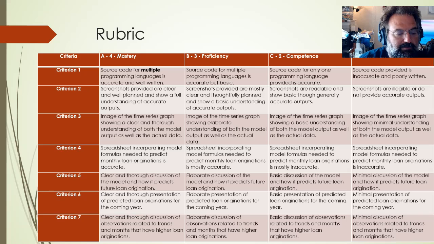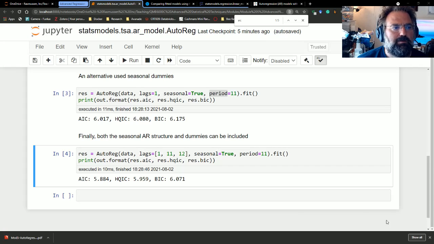Clear and thorough presentation of predicted loan originations for the coming year, and a clear and thorough discussion of observations related to trends and months that have higher loan origination. So is there seasonality? What's the overall trend of the data? Hopefully it's not going down, especially if you work at said Frostbite bank, because down is never good on trends. So with that, we've reached the end of what I have prepared. As always, if you have any questions, do let me know.